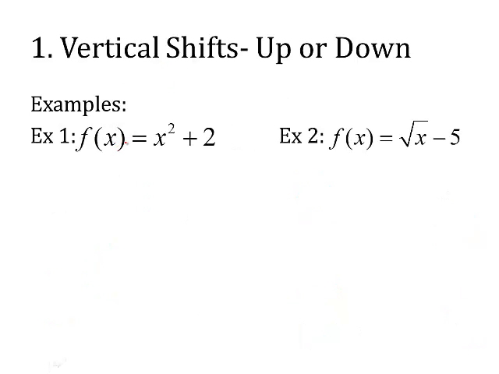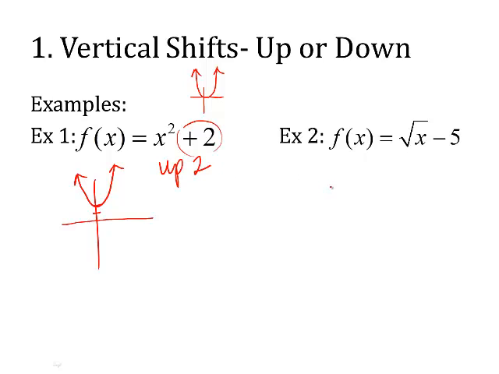Okay, so first example, f of x equals x squared plus 2. So you know that that's a parabola. It usually sits at 0, 0, but the plus 2 here is a vertical shift. So instead of crossing at 0, 0, it's going to come up 2, but still maintain its shape of a parabola. All right, pretty simple one. I would describe the transformation as up 2.